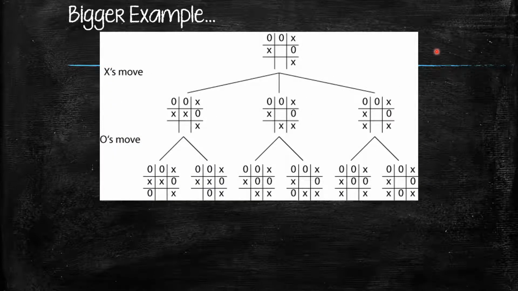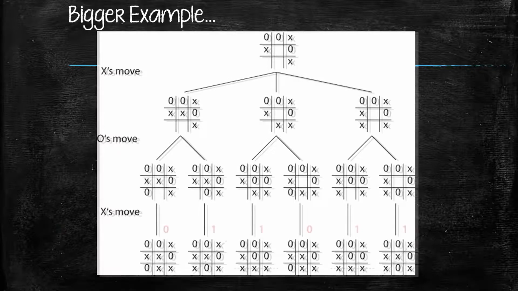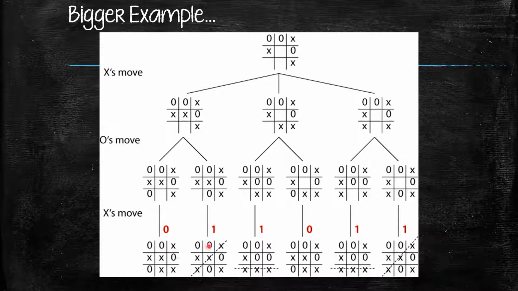Next branch, these are all the possible moves that O can make from these states. And then these are all the possible moves that X can make based on these states in the board. So we know we've got a bigger game tree here. We assign values at the bottom. Here X is winning, X wins here, and X wins over here and over here. A lot of wins for X.